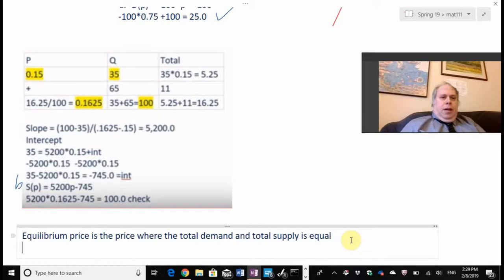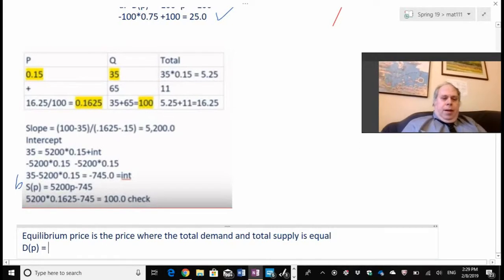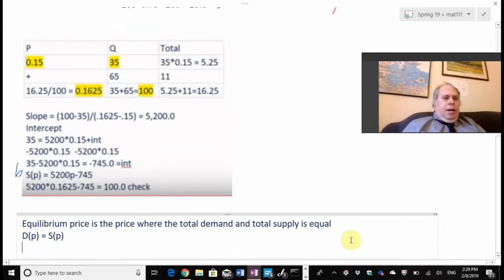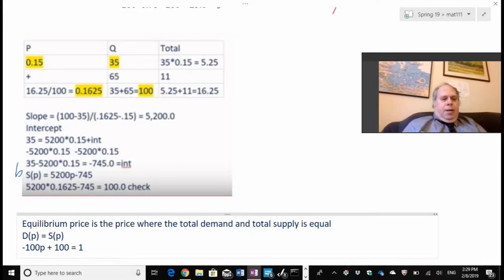So let's see. Once again, let me write that down. The demand function, D of P, will equal the supply function, S of P, in the equilibrium. Okay, and that P is the equilibrium price. Now, so we're going to get negative 100p plus 100 is going to equal 5200p minus 745.